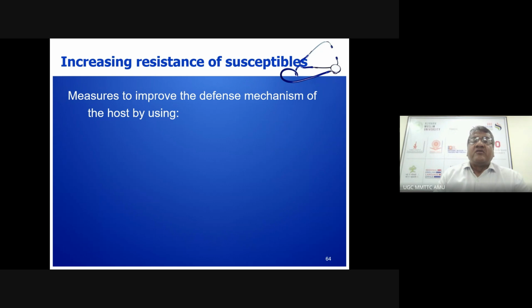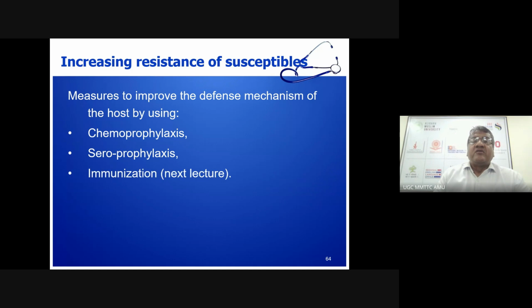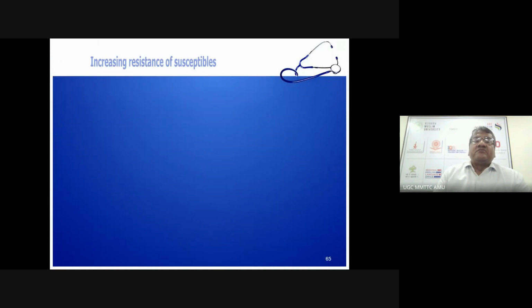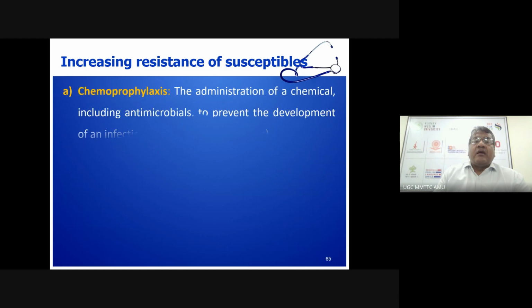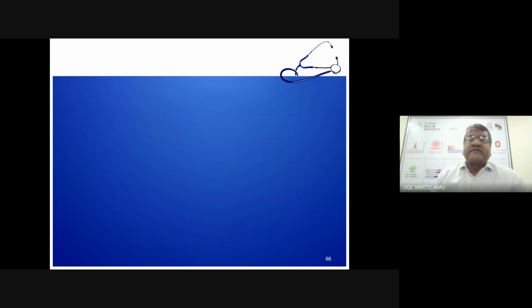Now, how can we improve the defense mechanism of the host by using chemoprophylaxis, seroprophylaxis, and immunization? Chemoprophylaxis is the administration of a chemical, including antimicrobials, to prevent the development and to slow the progression of disease to active, clinically manifest disease.